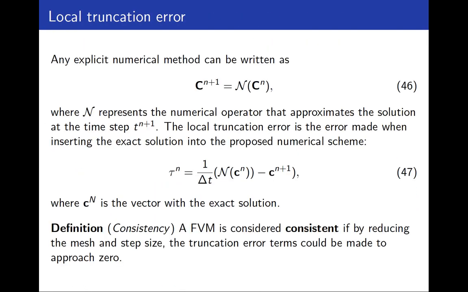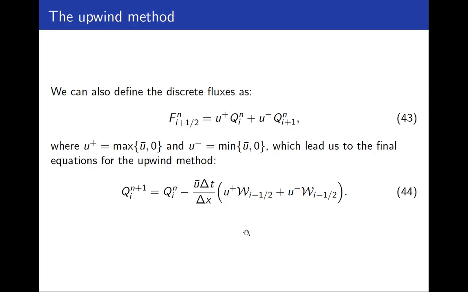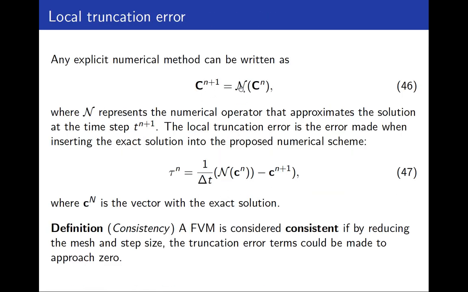But just to conclude, local truncation error. These truncation errors are also important to analyze the consistency of your numerical method. For instance, any explicit numerical method can be written as equation 46, where this bold C, evaluated at the new time step, is equal to some numerical operator that depends on the value of C at the time step n. So you can see the explicit schemes that we showed before all adopt this form, where all the right hand side is given by this operator.